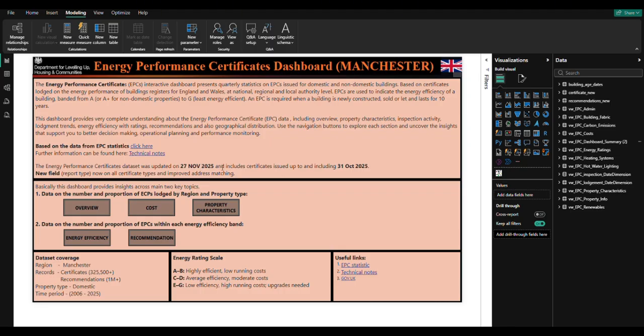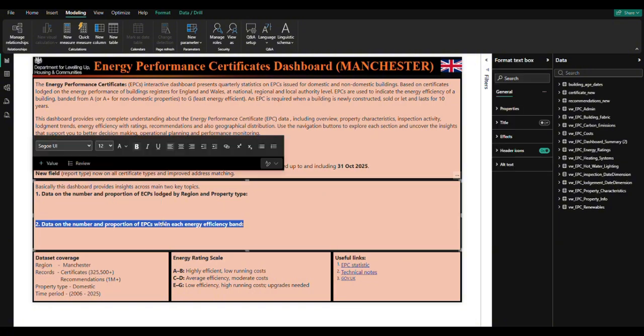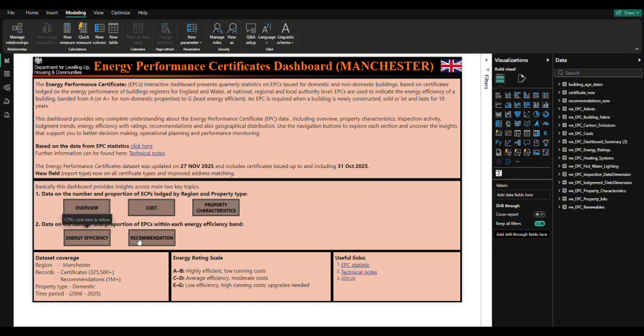Basically, this dashboard provides insights across two key topics. Number 1. Data on the number and proportion of EPCs lodged by the region and the property type: overview, cost, property characteristics. Number 2. Data on the number and proportion of EPCs within each energy efficiency band: energy efficiency recommendations. We can see the dashboard coverage and energy rating scales. There are also useful links to EPC statistics, technical notes, and the gov.uk website for more information.